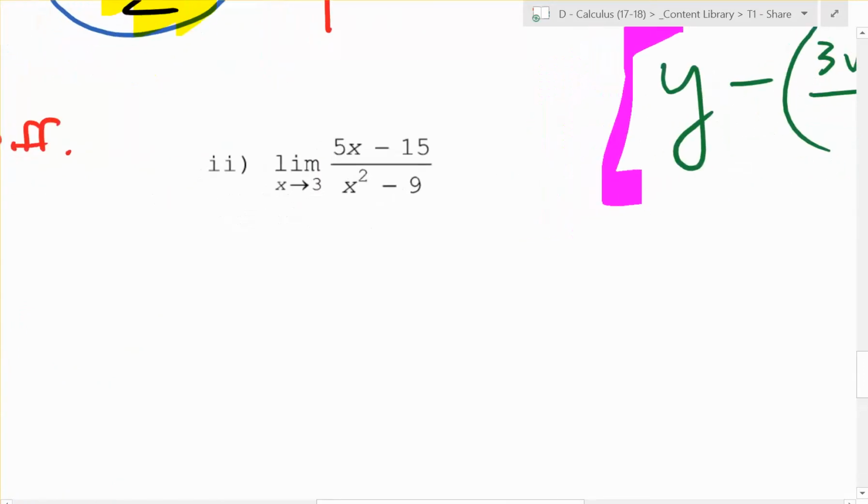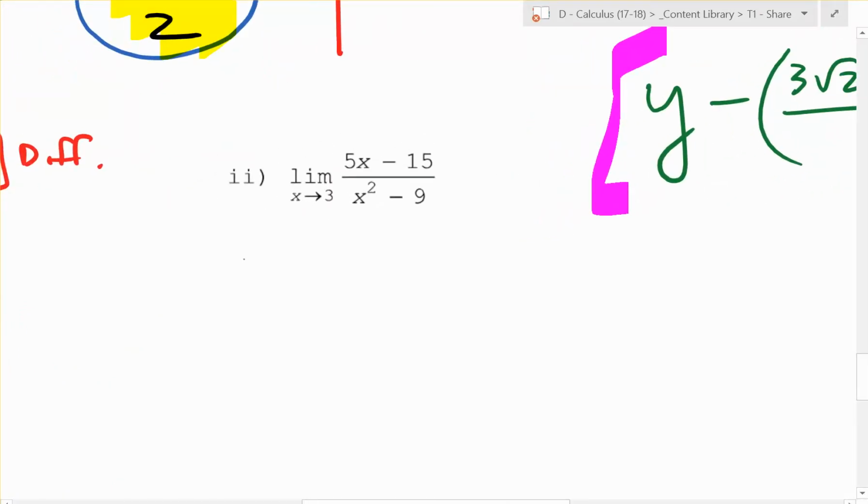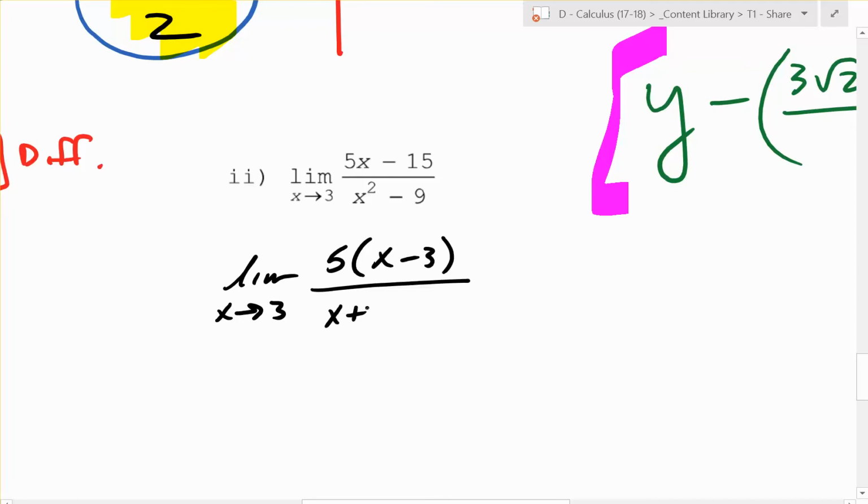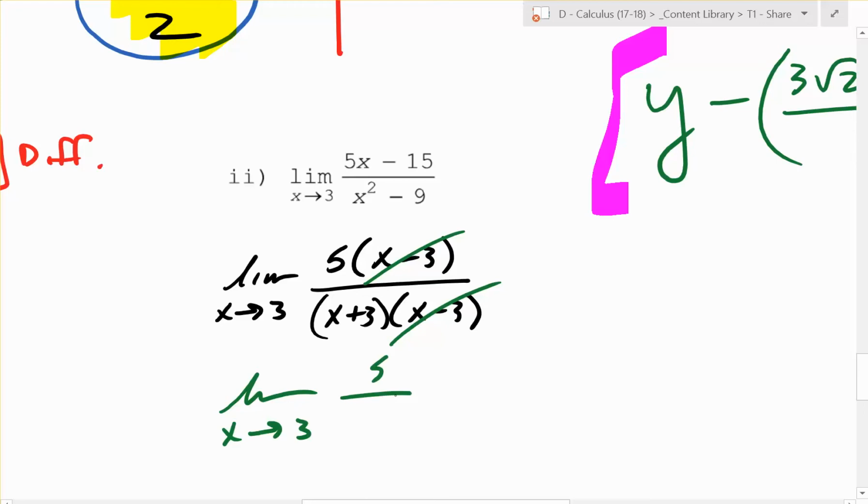What about this one? Well, we love to factor, so let's see if it's factorable. Limit as x goes to 3, factor the top to 5 times x minus 3. And the bottom, you get x plus 3 times x minus 3. Something cancels? Absolutely. So you end up with the limit as x goes to 3 of 5 over x plus 3. Well, now, can you plug in 3? You absolutely can. You plug it in and you end up with 5 over 6. So this limit is indeed 5 over 6.